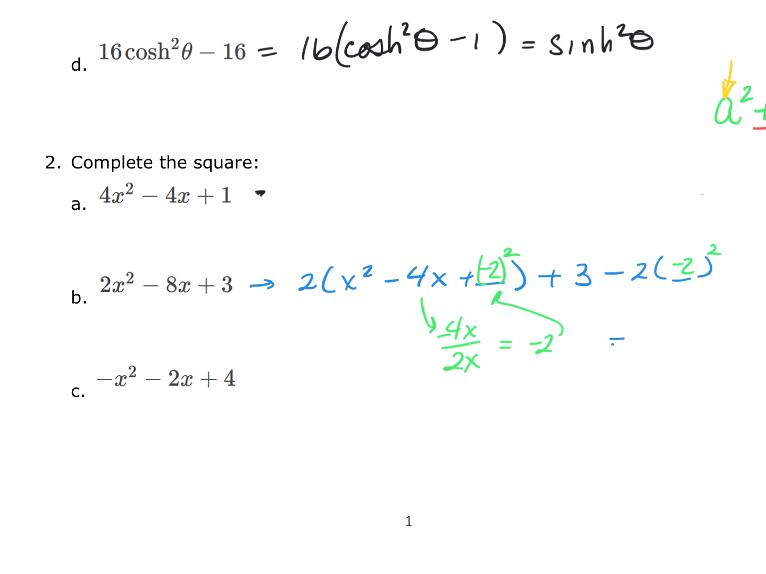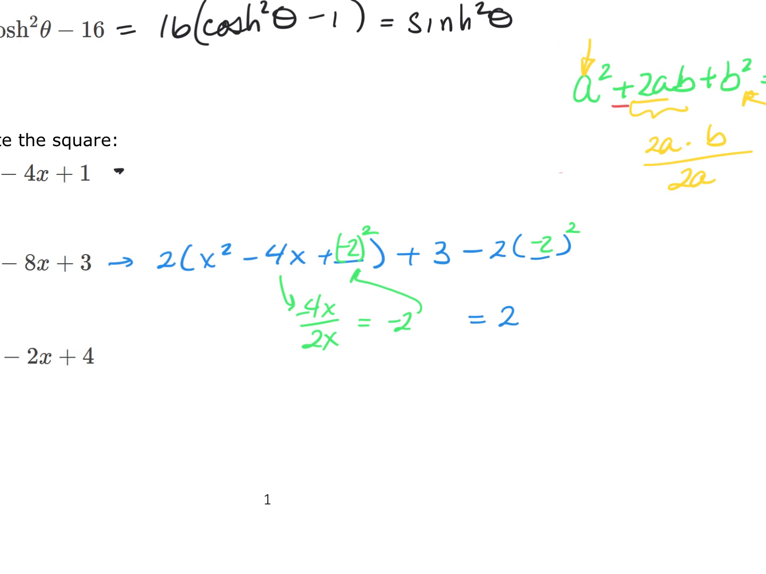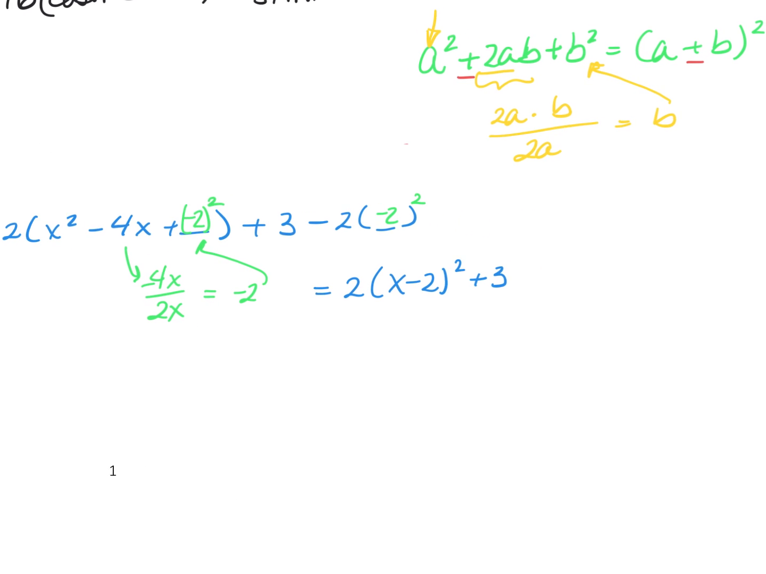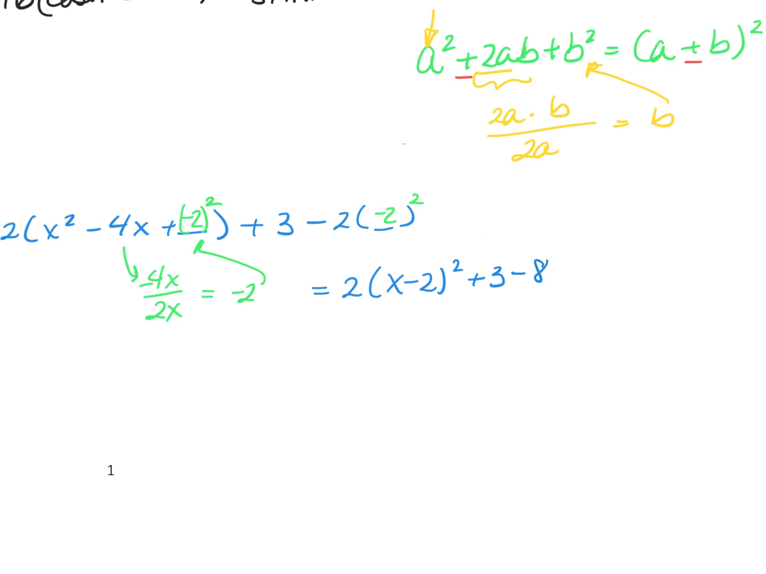And so this is going to factor into 2 times x minus 2, the quantity squared, plus 3. And then I have negative 2 squared, which is 4, multiplied by a negative 2, which gives me negative 8. So I have 2 times x minus 2, the quantity squared, minus 5. And there it is, factored by completing the square.